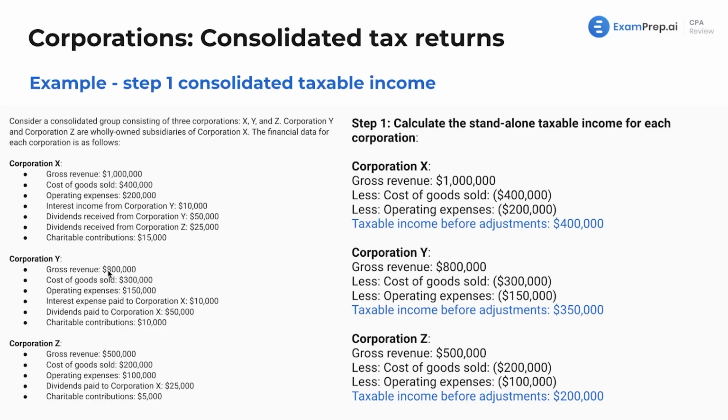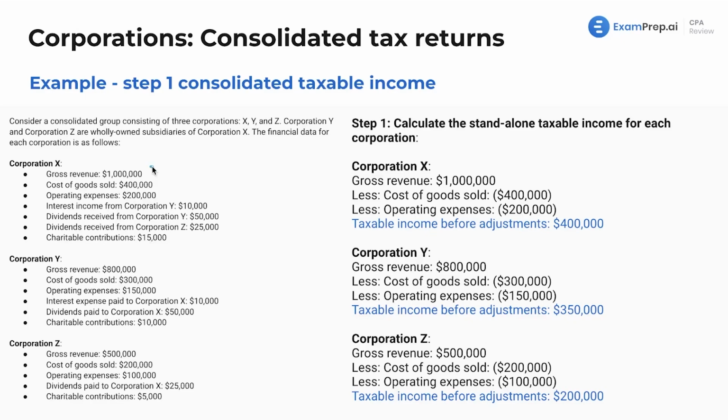I'm not going to read it through. We'll just reference it as we need it. Now, first off, we want to calculate the standalone taxable income for each corporation. We see that Corporation X has gross revenue of $1 million, cost of goods sold of $400,000, and we've got $200,000 of operating expenses. Now, this is the taxable income without taking into account all these fancy items such as intercompany transactions, charitable, dividends received, or anything like that.